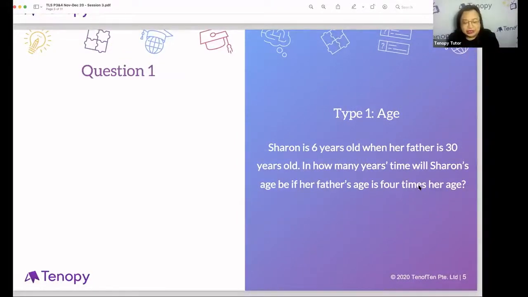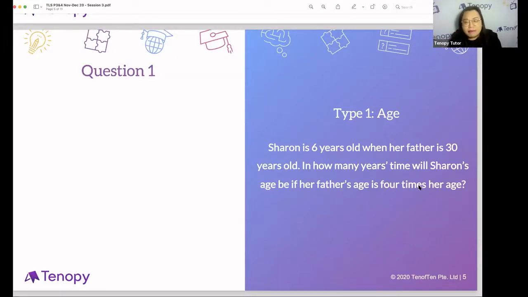First of all, age. The age difference between two persons is fixed. For example, if you're 2 years older than your brother or sister, 10 years down the road or 30 years later, you're still 2 years older. So the age difference between two persons is fixed. It doesn't change at all. When working on age questions, you can do model drawing or the BCA table. Today I'm going to work on the BCA table.